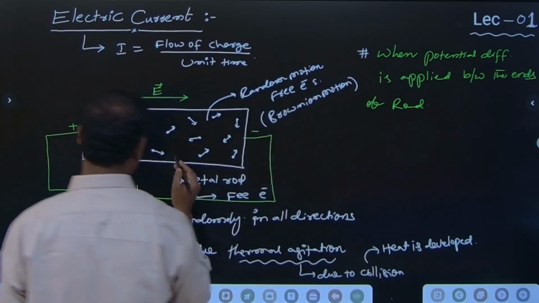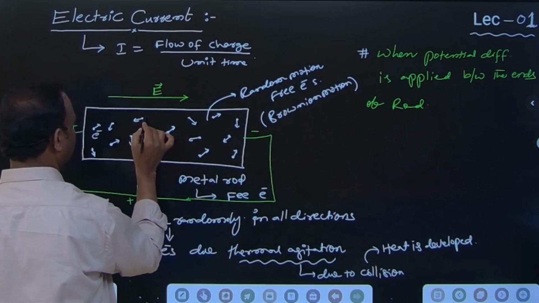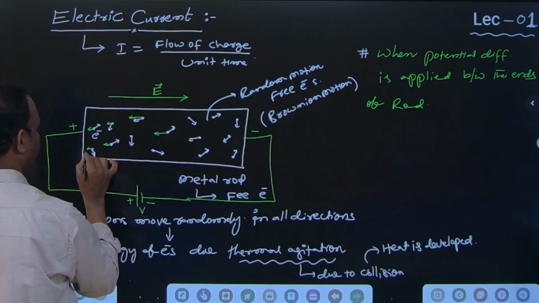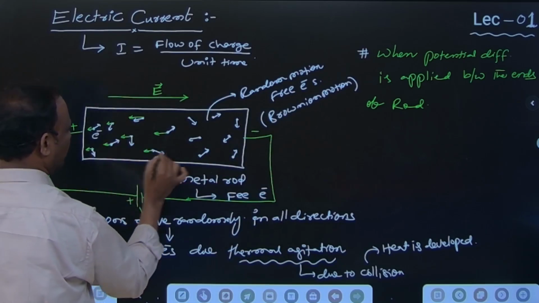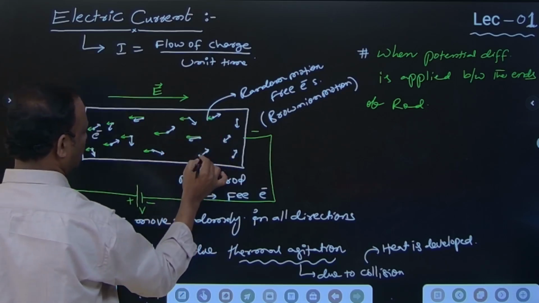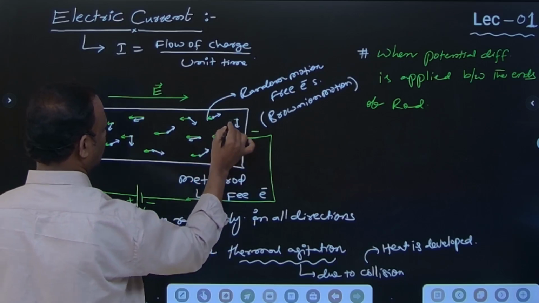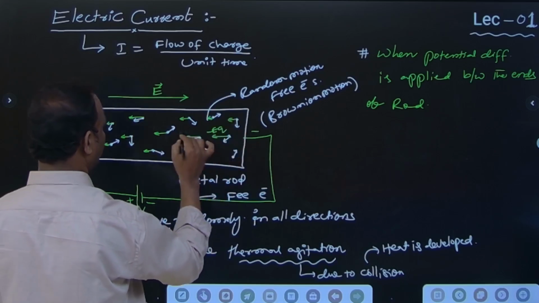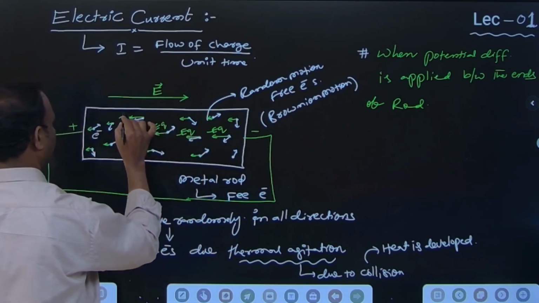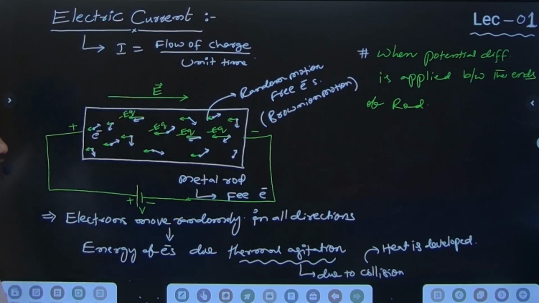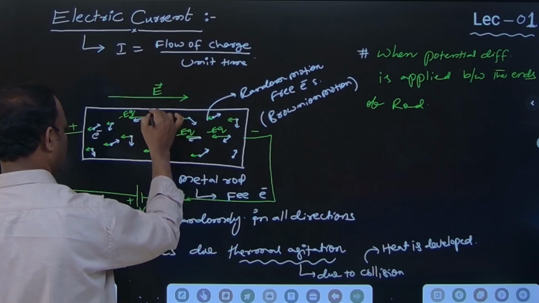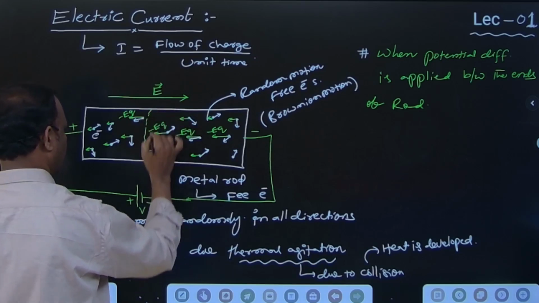The force on the electrons acts towards the positive terminal. This force is minus EQ, you know it, minus EQ.